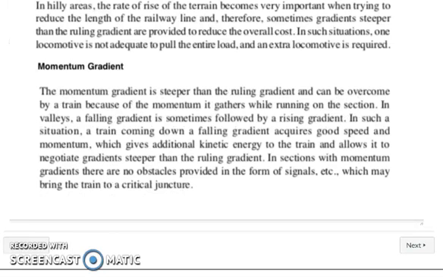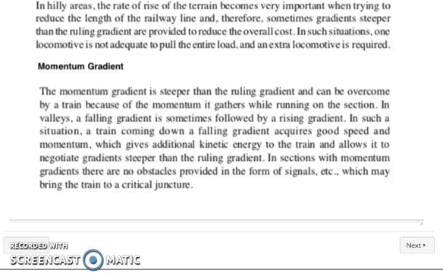So the next one is the momentum gradient. The momentum gradient is steeper than the ruling gradient and can be overcome by a train because of the momentum it gathers when running on the section. In valleys, a falling gradient is sometimes followed by a rising gradient. So in such a situation, a train coming down from a falling gradient requires good speed and momentum, which gives additional kinetic energy to the train and allows it to negotiate gradients deeper than the ruling gradient. So this is very common, or this is being provided.